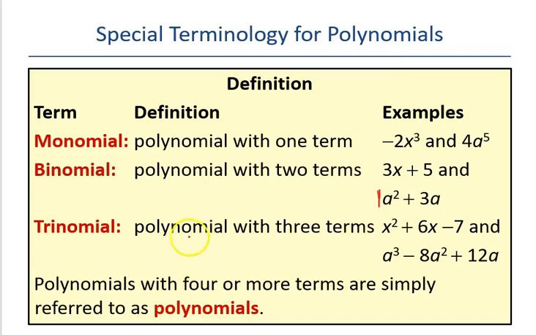A trinomial is a polynomial with three terms, such as a squared plus 6x minus 7. It's a second degree polynomial, and the leading coefficient is 1. Here's a third degree polynomial with a leading coefficient of 1 as well. And polynomials with 4 or more terms are simply referred to as polynomials.